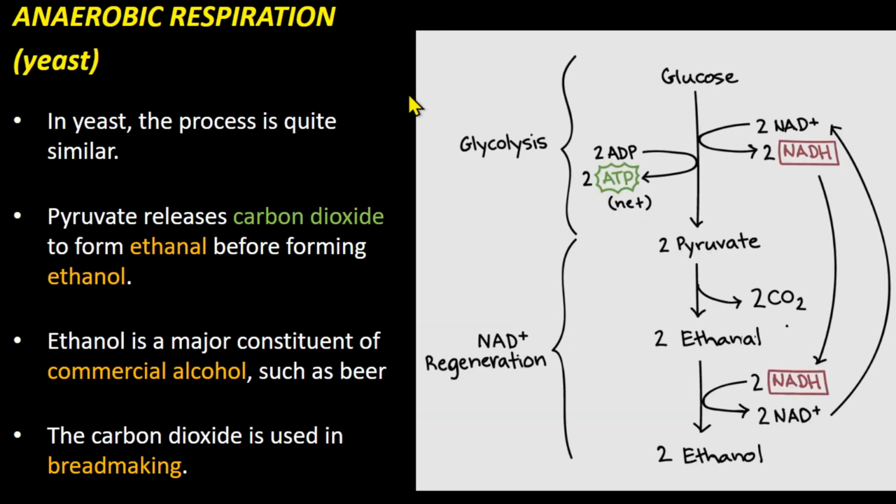So in yeast, the process is quite similar, but you're going to see instead of pyruvate converted into lactate or lactic acid, pyruvate is going to release carbon dioxide molecules to form ethanol. Ethanol is a major constituent of what we know as commercial alcohol, things that you'd find in beer and rum and wine. The carbon dioxide released through this reaction in the yeast is used to raise bread.